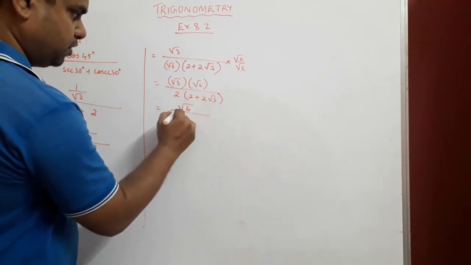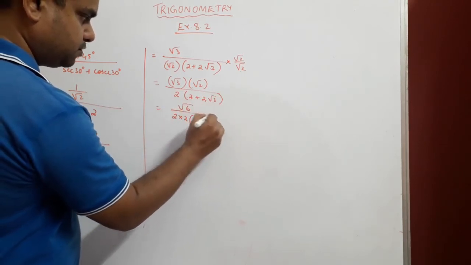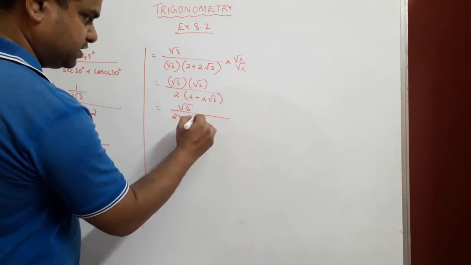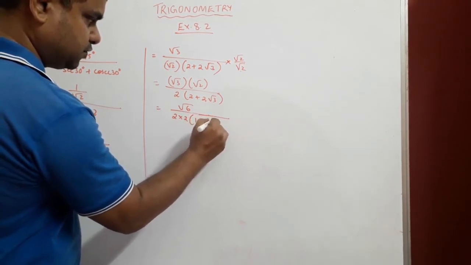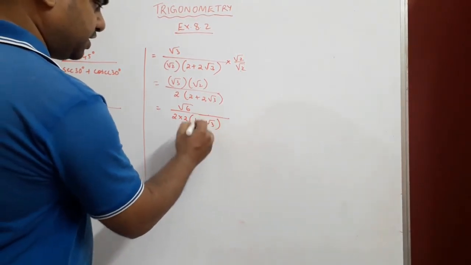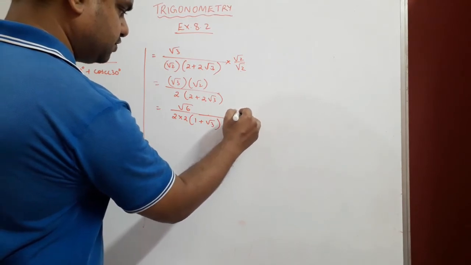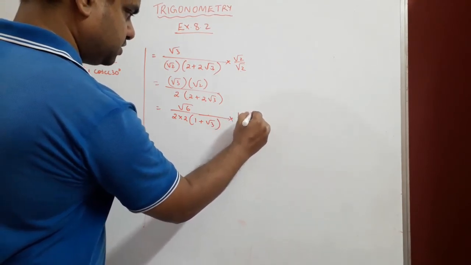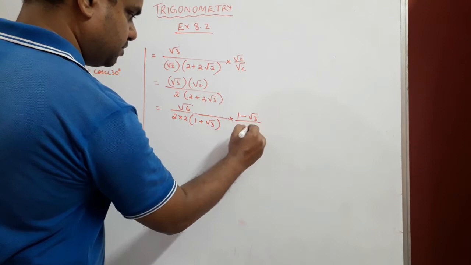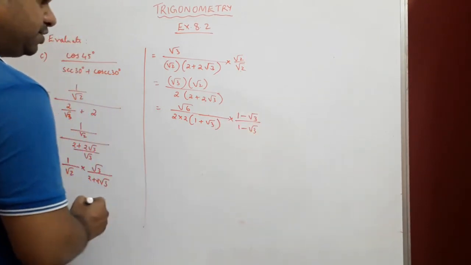And if you take 2 out, it will be 2 into 2, and what is left inside is 1 plus root 3. Okay. So now I want to get rid of the root sign, so this entire term has to be rationalized, which means we need to do it 1 minus root 3, 1 minus root 3, top and bottom. This is how we need to do it.